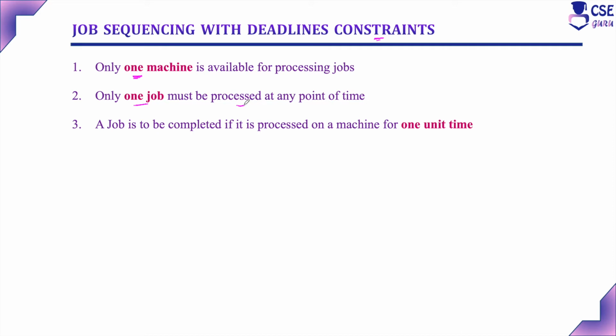That is, at any time, only one job we need to assign to the computer for execution, not more than one job. And the third constraint is a job is completed if it is processed on a machine for 1 unit of time. That is, the execution time of each job is considered as 1 unit of time. So when it is assigned to the computer for execution and it executes for 1 unit of time, in the sense that particular job is completed. That is the meaning. So these 3 constraints we need to consider for the job sequencing problem.